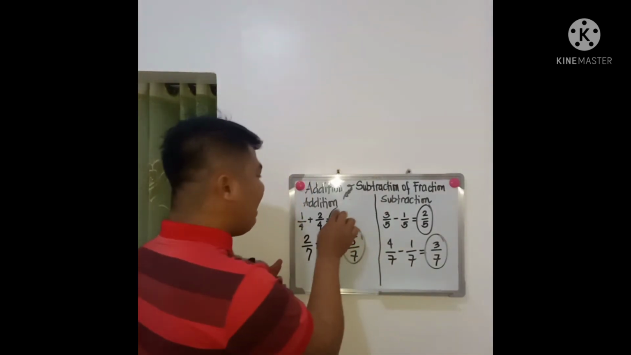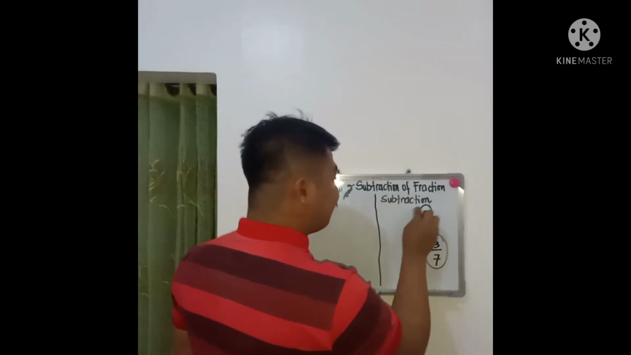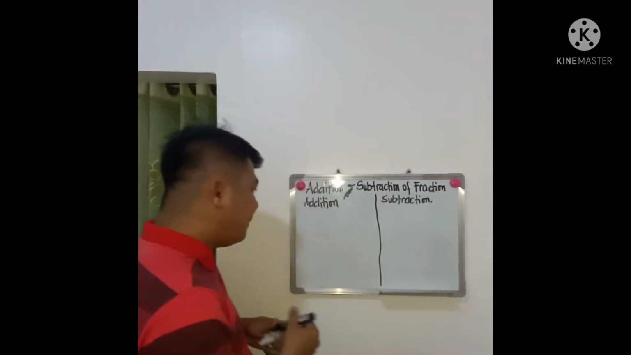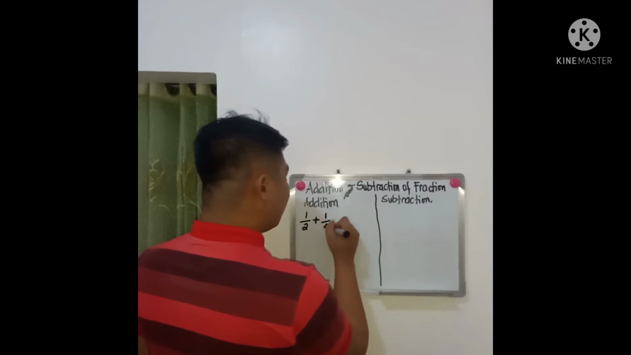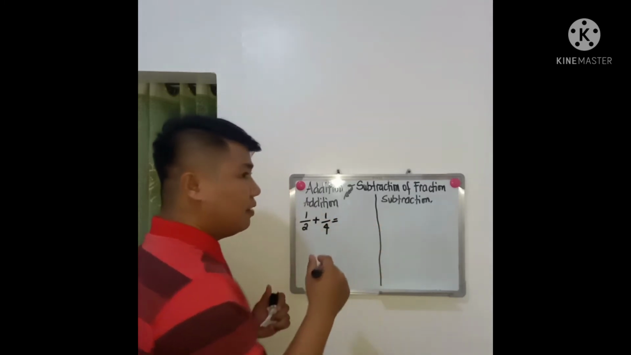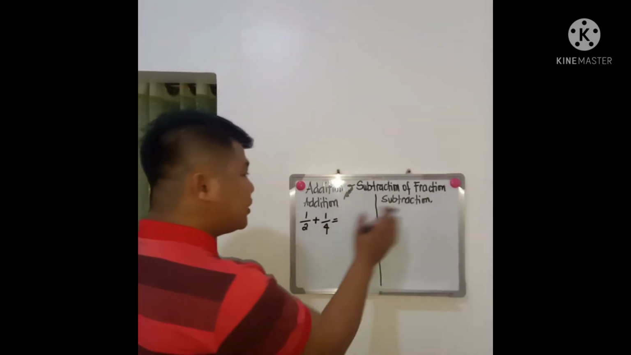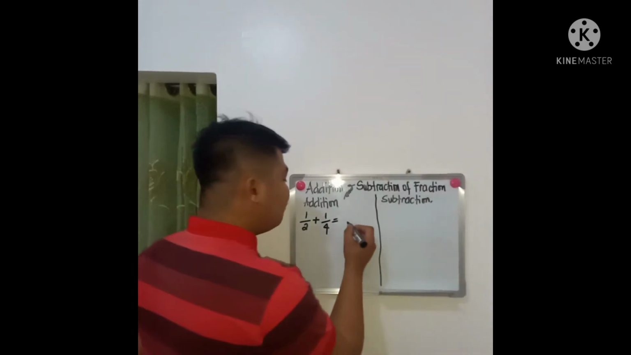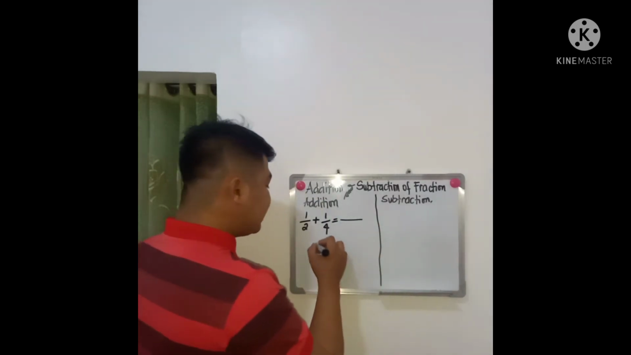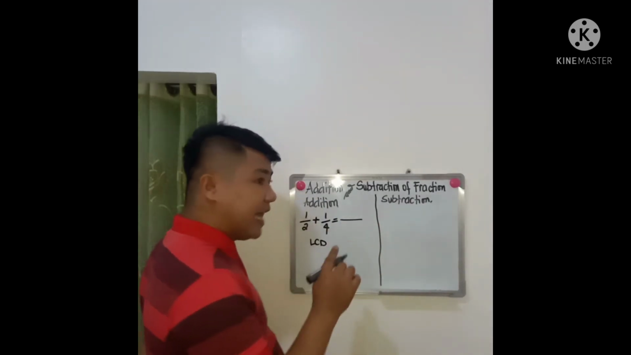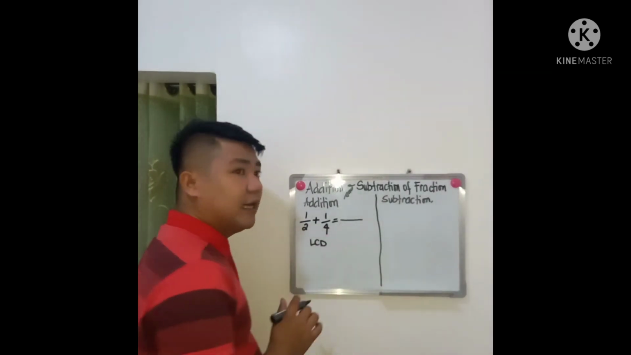What about if we have similar fractions, meaning a set of fractions that have different denominators? For example, we have 1/2 plus 1/4. What will be the result or the sum? The first thing to consider in addition and subtraction of fractions is that you have to get the least common denominator. The least common denominator can be obtained by listing the multiples of your denominators.